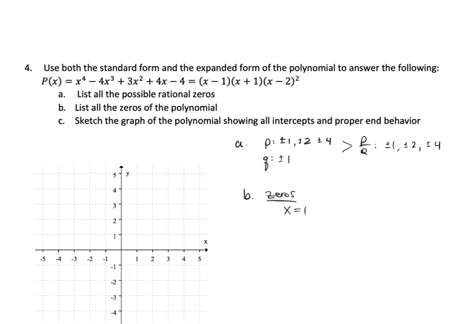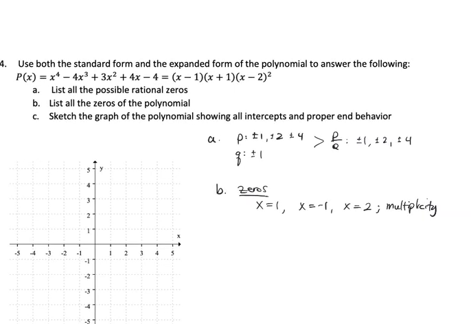From this factor, we have x equals negative 1. And then from this factor, x minus 2, it's being raised to the second power, which means there's 2 of these, x minus 2 multiplied by another x minus 2. So the zero is x equals positive 2. That one has a multiplicity of 2. And that's important when we get to part C.